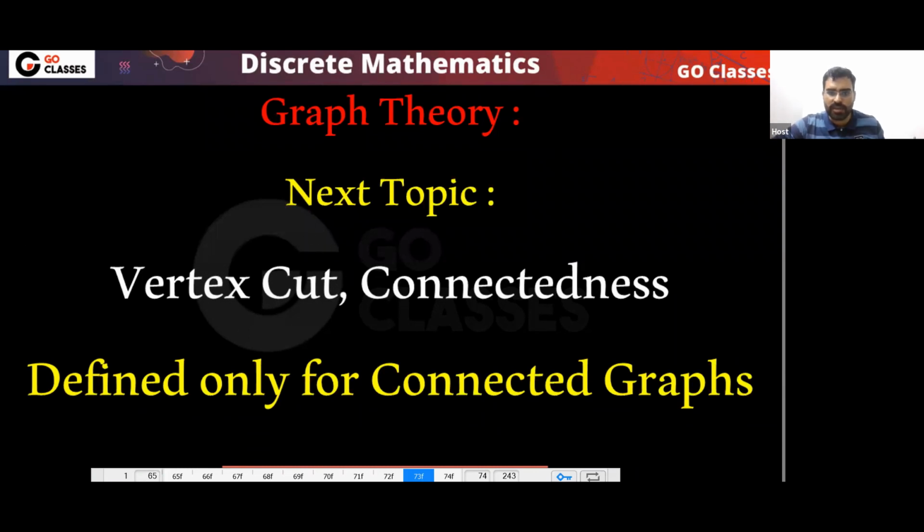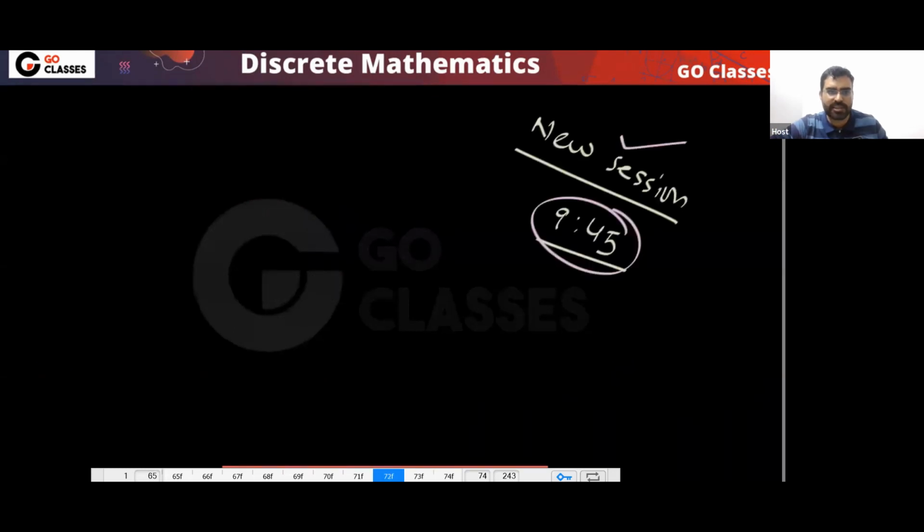We have seen what a cut vertex is. Now the next concept is vertex cut. See, cut vertex, vertex cut. There is a difference. What is that difference? First, let's understand that difference.